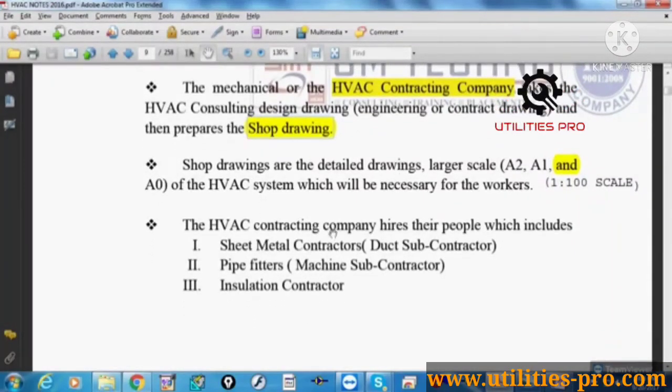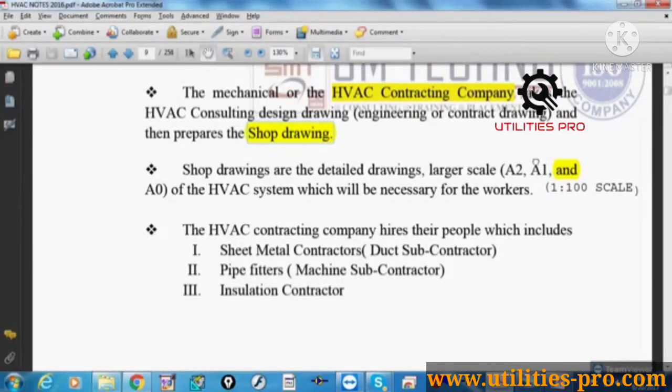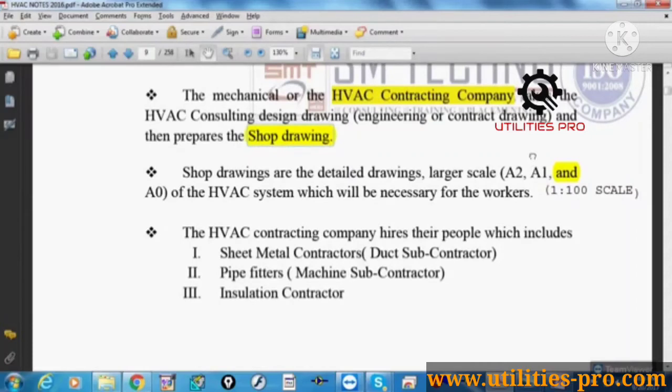Then after preparing the shop drawing, the next step. You see, what is shop drawing? Shop drawings are detailed drawings, larger scale, minimum A2, A1 or A0 is required. I think you know these sheet sizes. Anyone don't know these sheet sizes? Any confusion in the sheet sizes? If you don't know, I'll explain. When you were in engineering, I think you purchased sheets from the market for manual drawing. That sheet is A1, and when you cut it in half, we used to call the half sheet A2, and A0 is bigger than that. Just to get the idea.